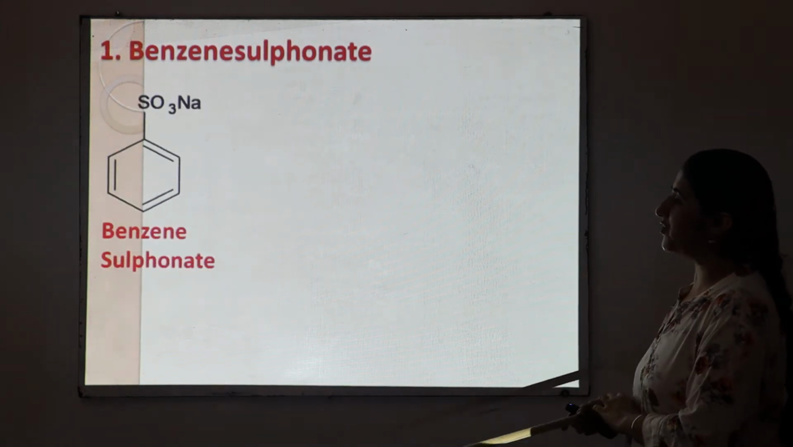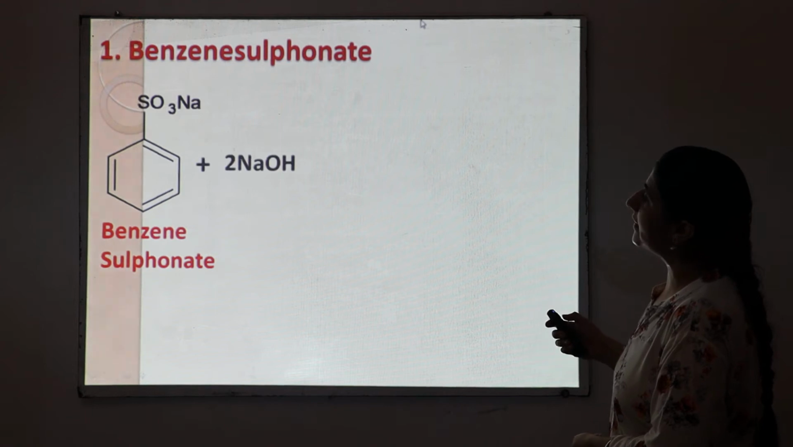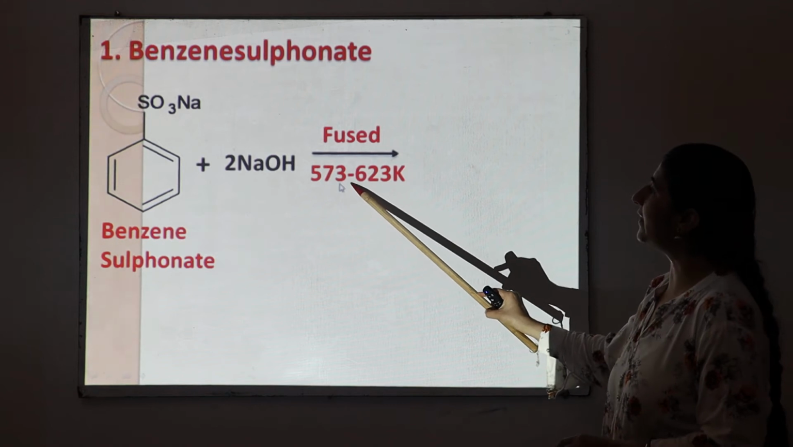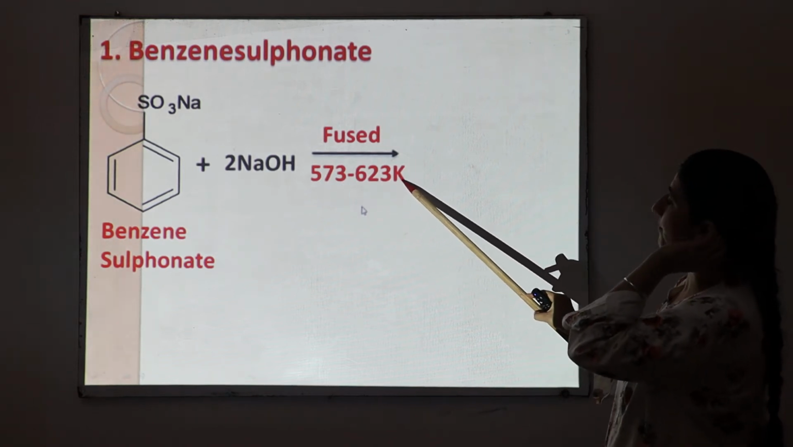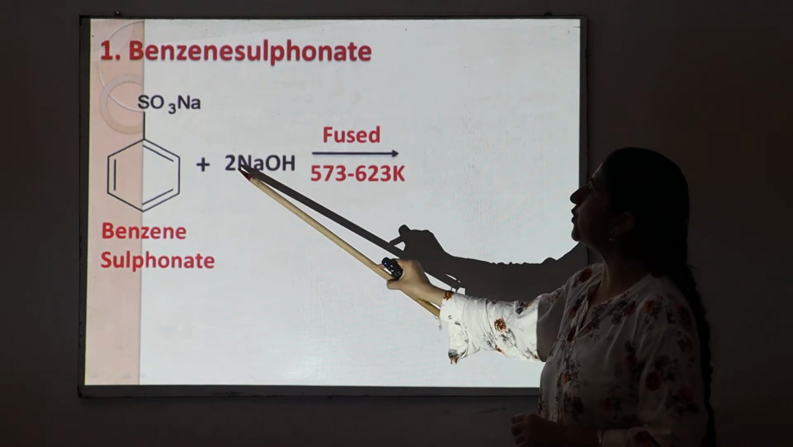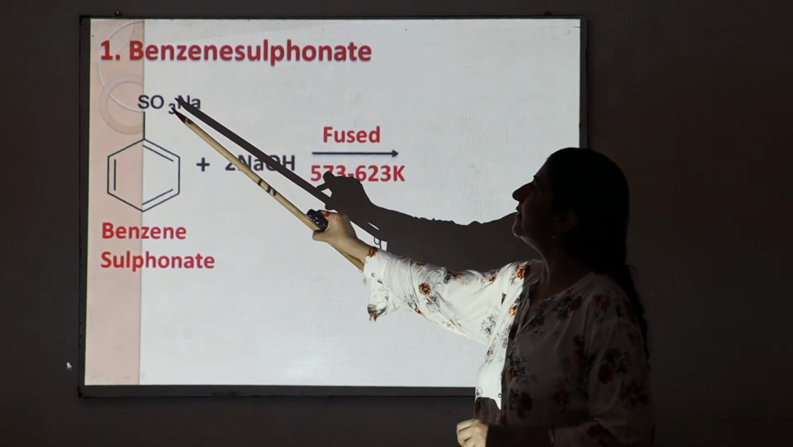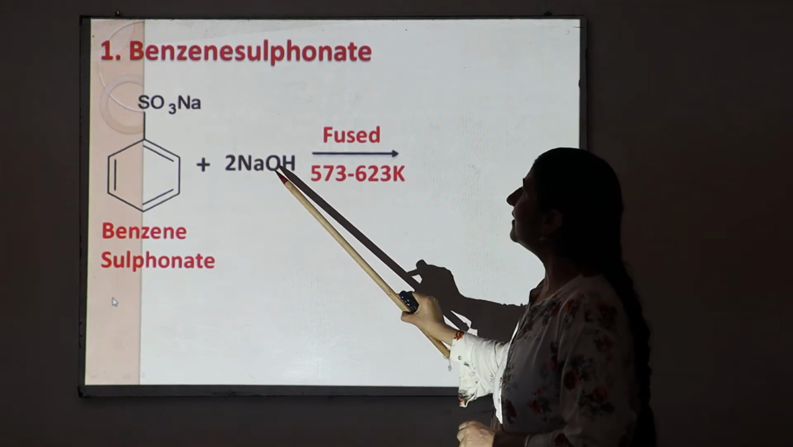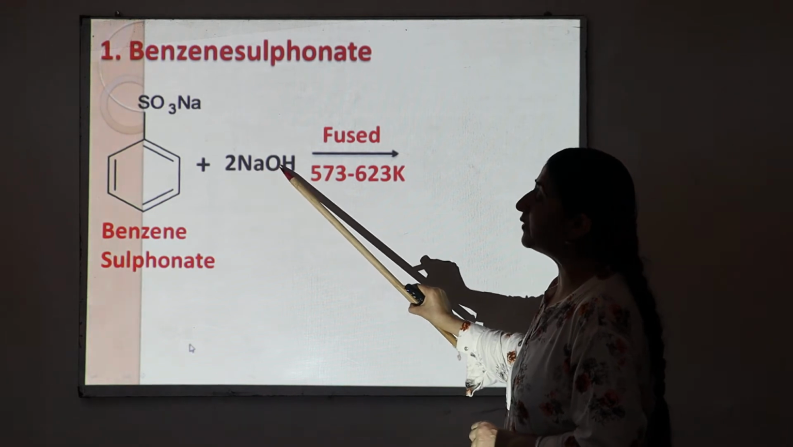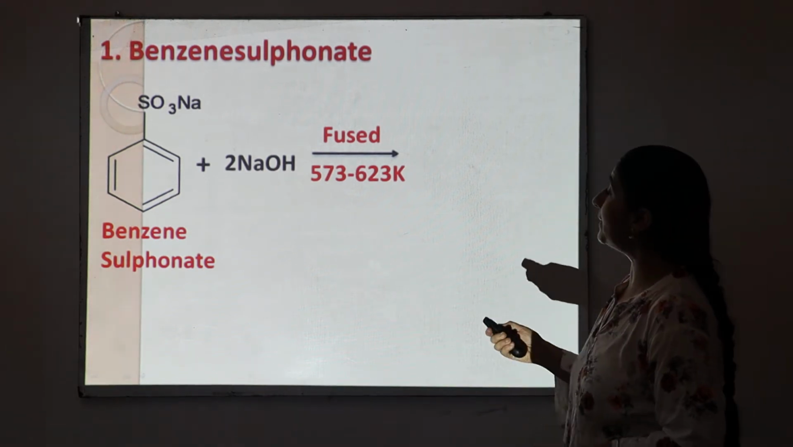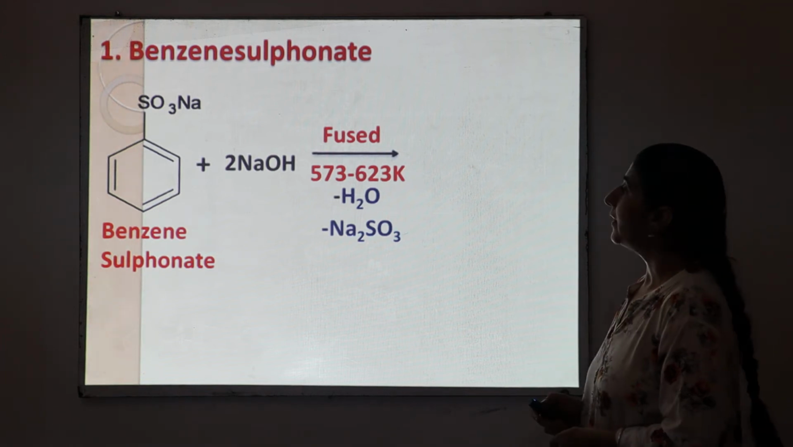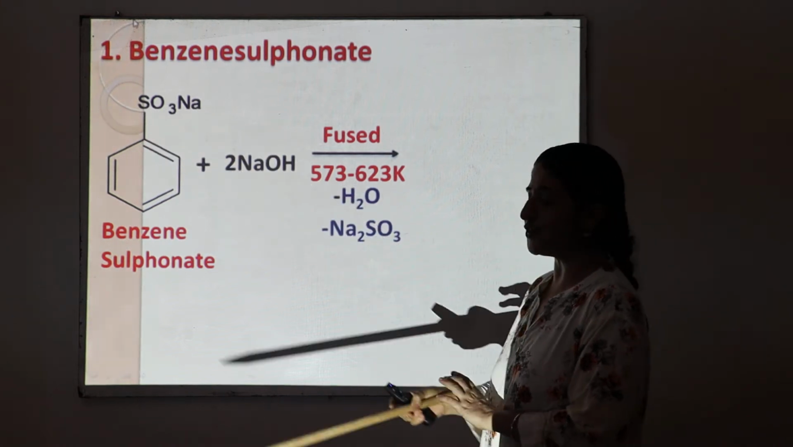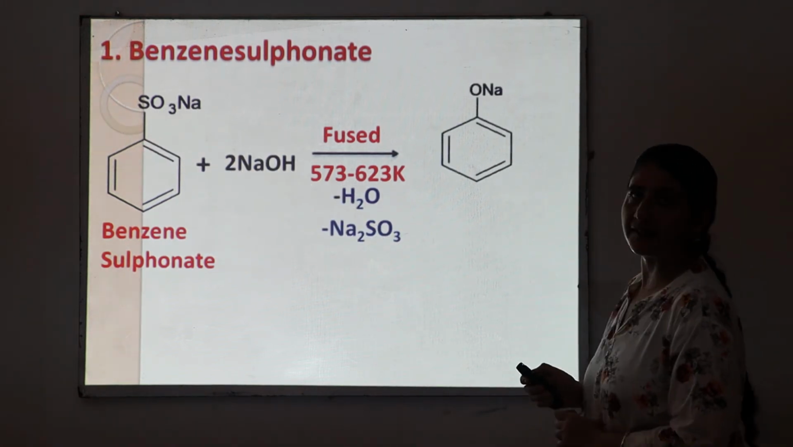Here we have a benzene sulfonate which is fused with sodium hydroxide at a temperature of 573 to 623 Kelvin. In this case, the two sodium atoms combine with the SO3 group to form sodium sulfite, and the two hydrogens combine with one oxygen and are eliminated in the form of water, and the remaining oxygen and sodium combine with benzene to form sodium phenoxide.